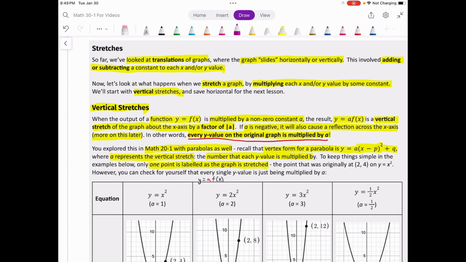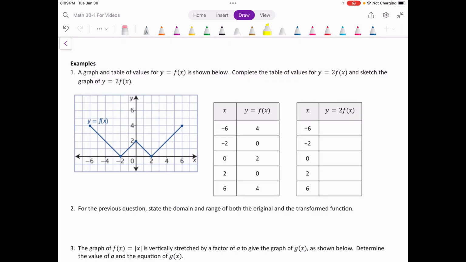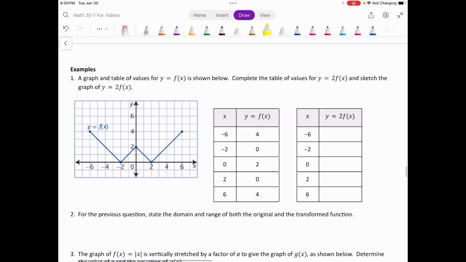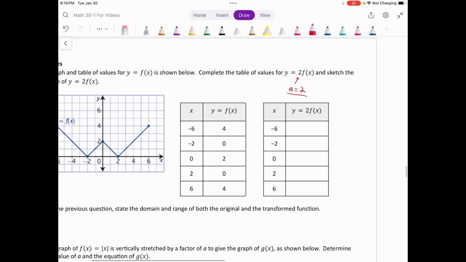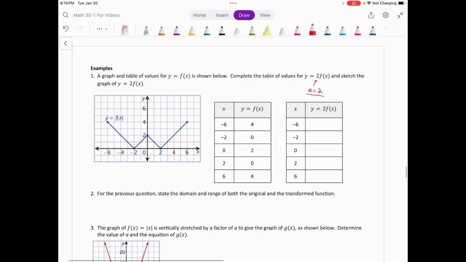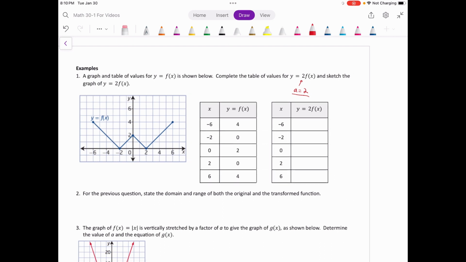So here we've got a graph and a table of values for y equals f of x. So that's our original function. Complete the table of values for y equals 2f of x. So what does that mean? That means our a is 2. We vertically stretched this by a factor of 2, right? So what does that actually mean for what's happened to every y value?